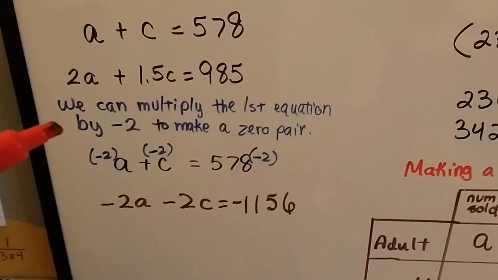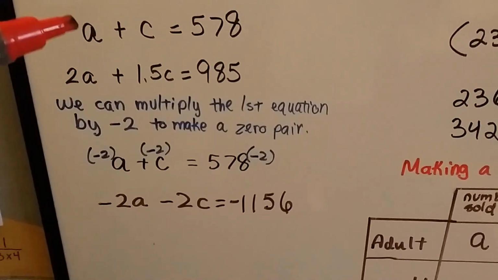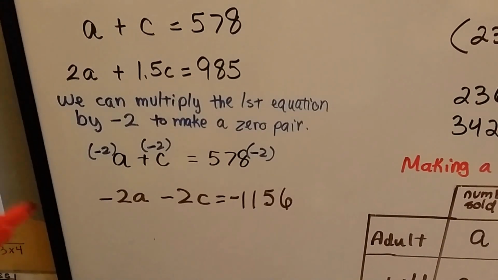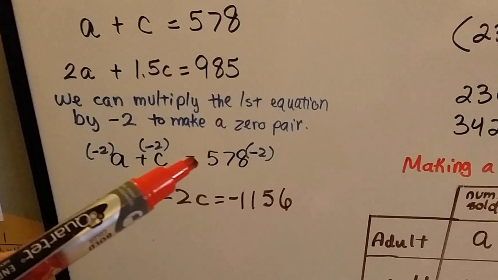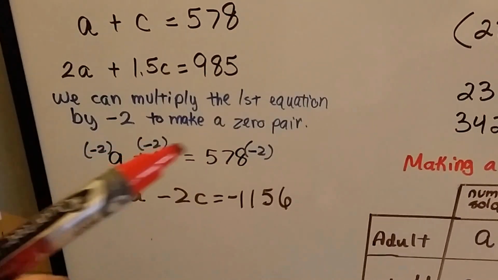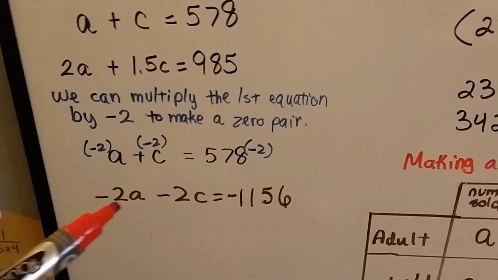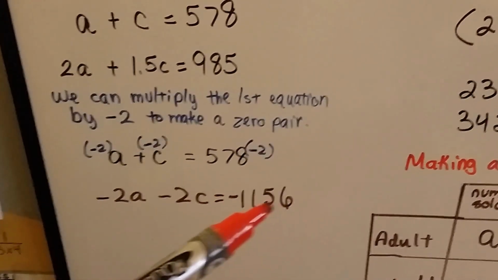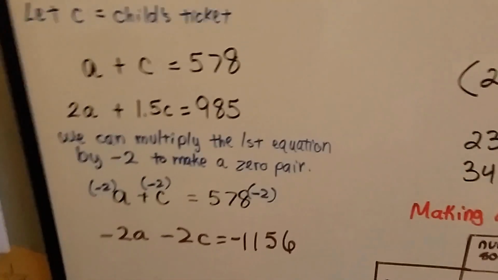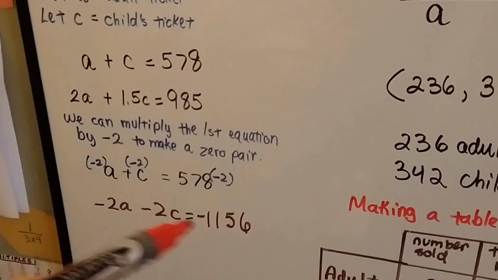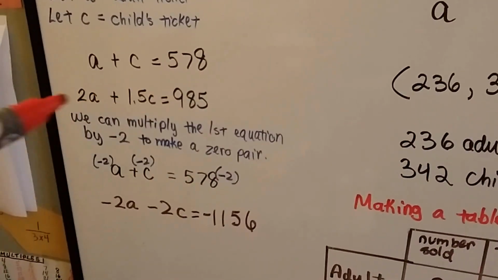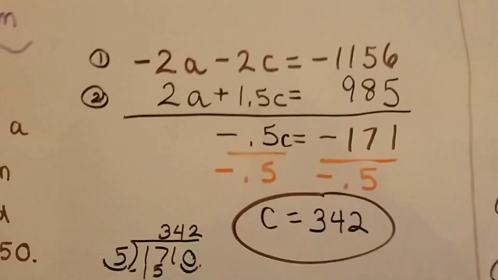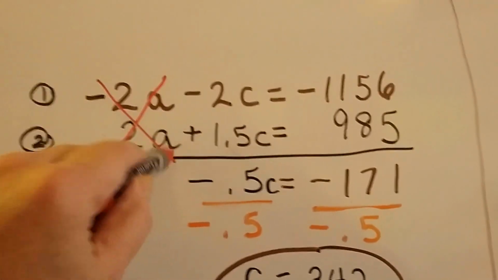So we can multiply the first equation by a -2 to make a 0 pair. So we take the A plus C equals 578, and we multiply each term by a -2, and we get -2A minus 2C equals -1,156. Now, we put this equation with this equation, because it's got a positive 2A and that's got a negative 2A, and that's going to create a 0 pair right here, and we can eliminate A.